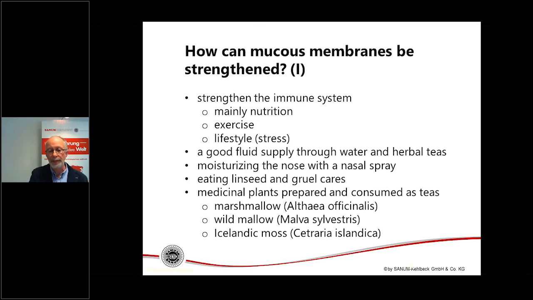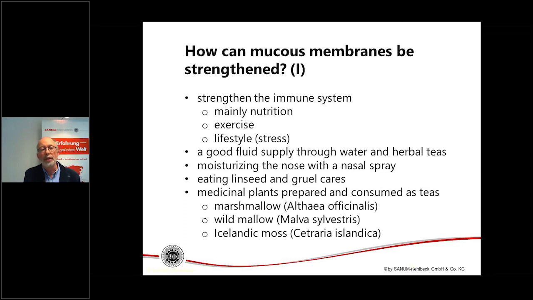How can mucous membranes as a primary defense border be strengthened? Mucous membranes belong to the immune system. To strengthen the immune system, there are different ways to look at the body and psyche. These include mainly nutrition, exercise, and lifestyle. Today, I describe the importance of the first stage of the immune defense, which is carried out by mucous membranes, and how they can be protected preventively.